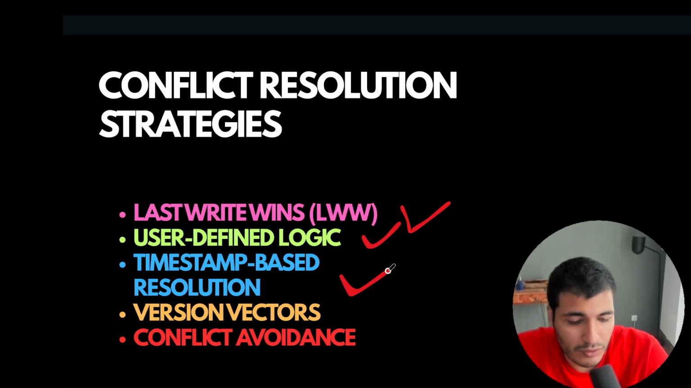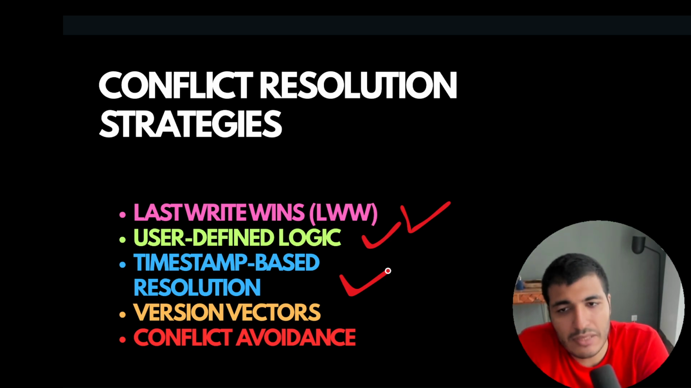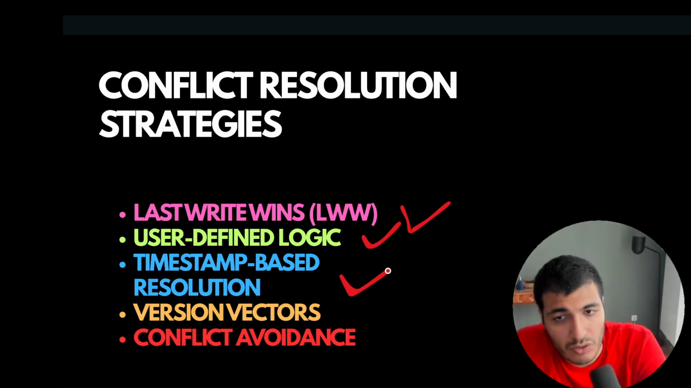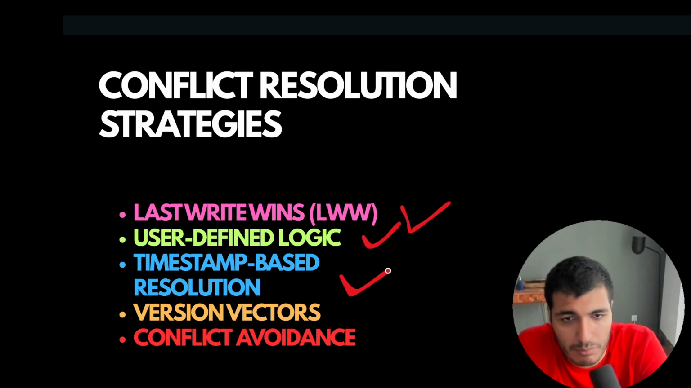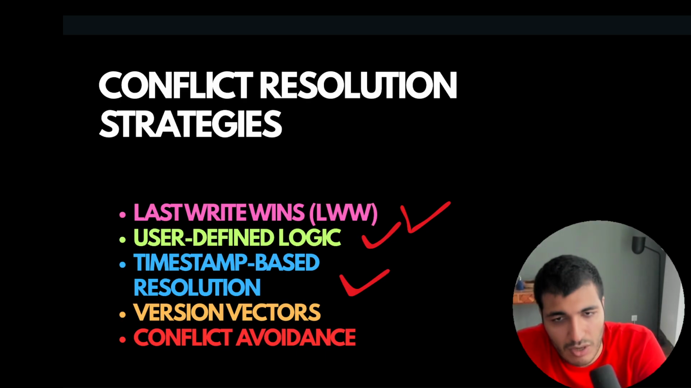This requires a deep understanding of your business logic. Number three, we have timestamp-based resolution. Each write operation here is tagged with a timestamp. When a conflict occurs, the system accepts the write with the most recent timestamp. This is an improvement over last write wins, but still doesn't generate the correct outcome if clocks are not perfectly synchronized across distributed systems.